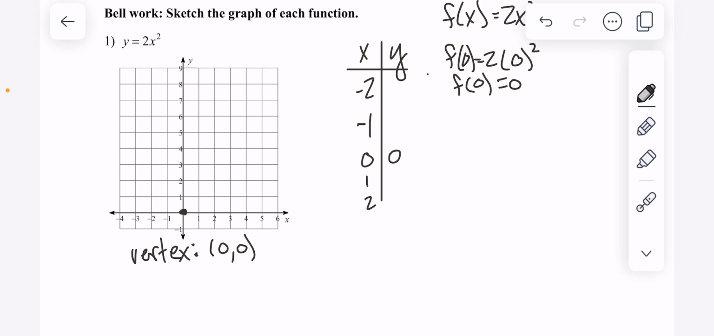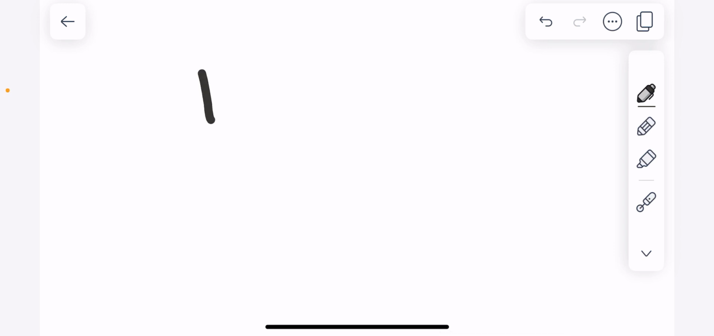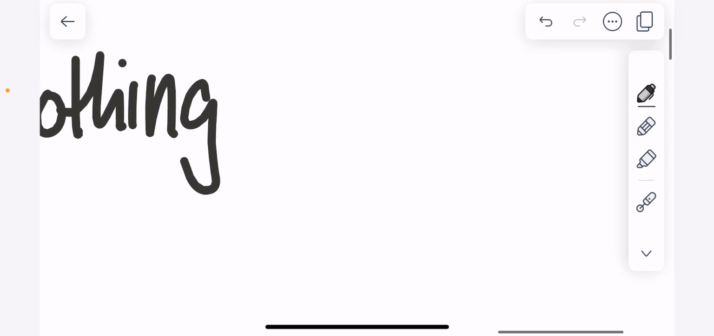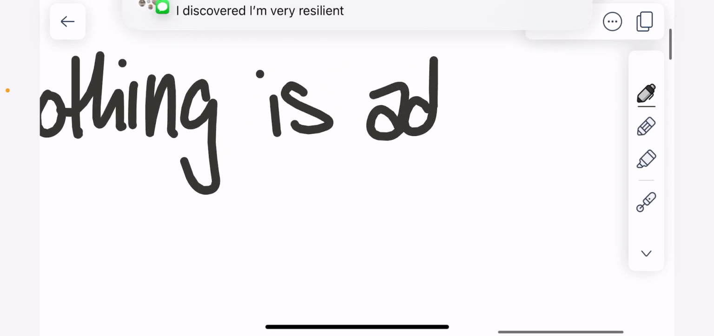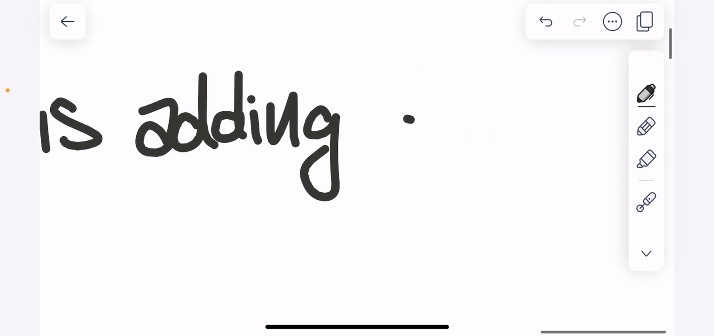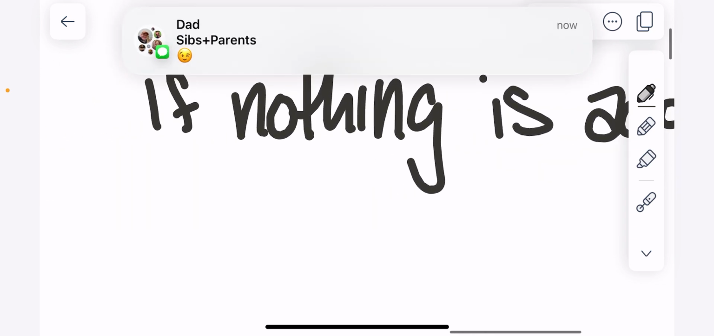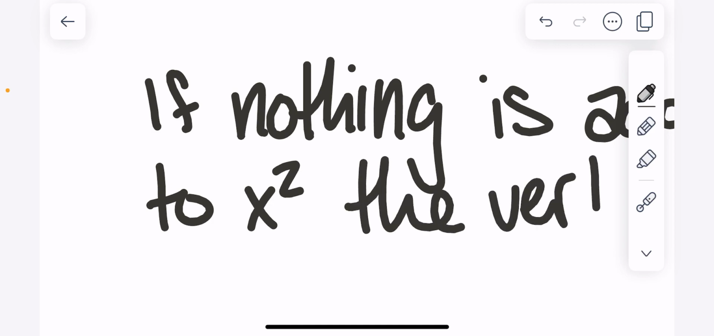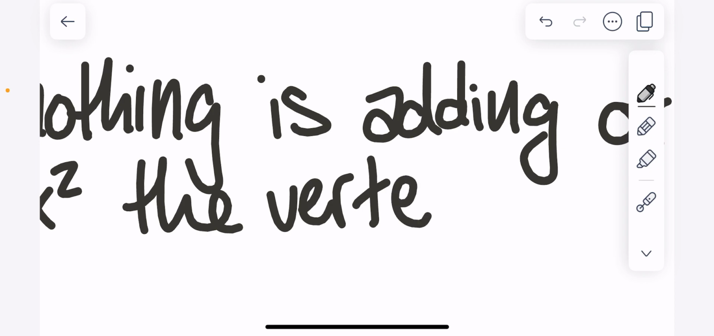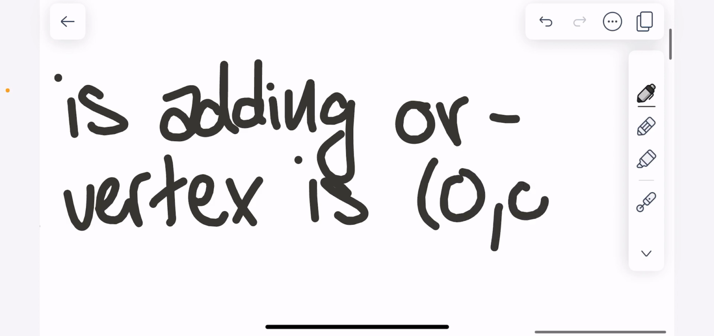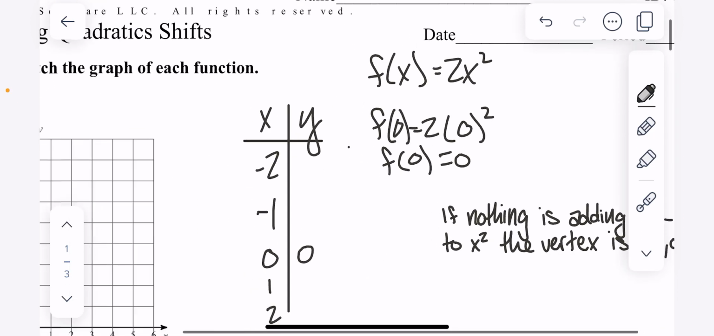Okay, so maybe put that somewhere in your notes. If nothing is adding or subtracting, for example 2x squared, the vertex is 0, 0. Now something can be multiplying, like it could be 2 in front or 1/2. But that's kind of our basis. All right.